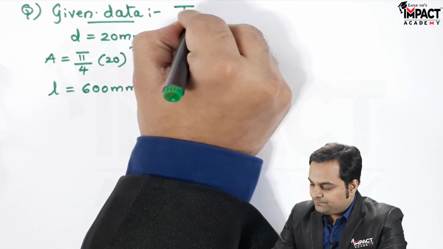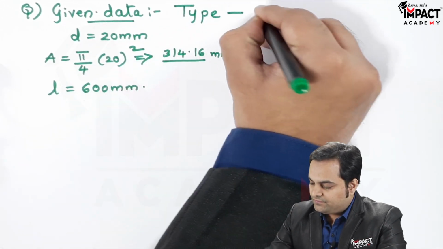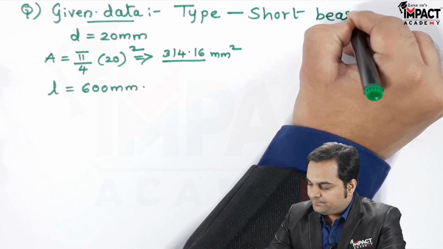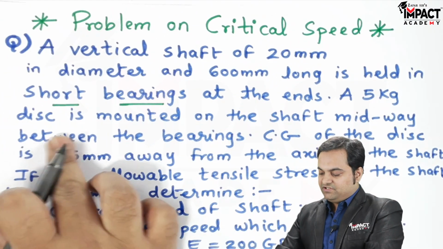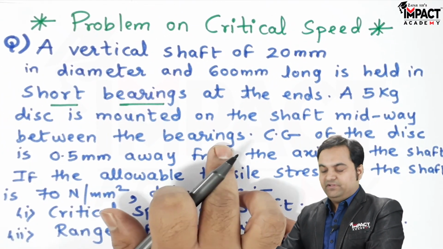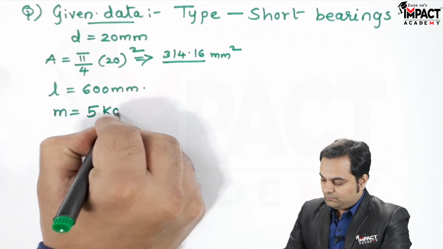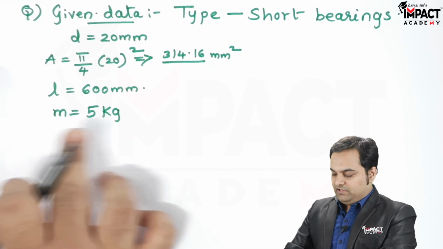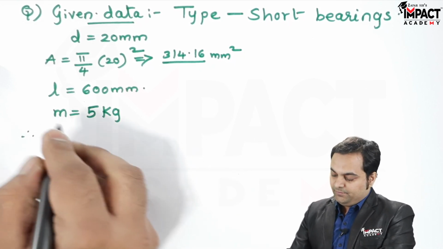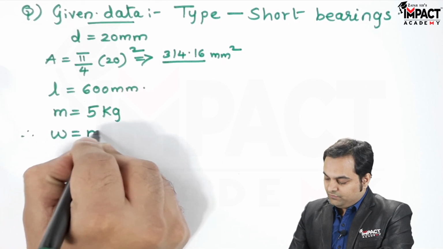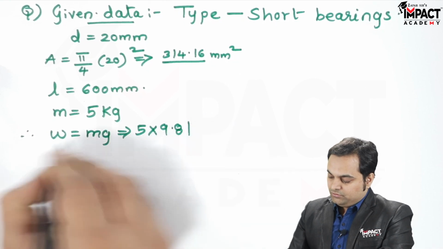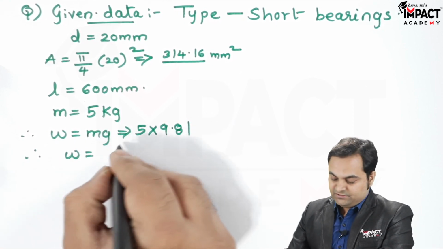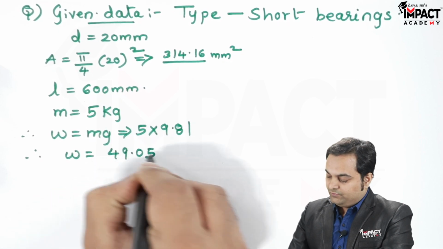This we have to write in the data that this is the type of bearing. So I'll write down that the type is short bearings. Next, a 5 kg disc is mounted on the shaft midway between the bearings. Mass of the disc is given. So when the mass is given, I'll find the weight of the disc, and that will be W is equal to M into G. M is 5 and G is 9.81. So the weight of the disc is 49.05 Newton.